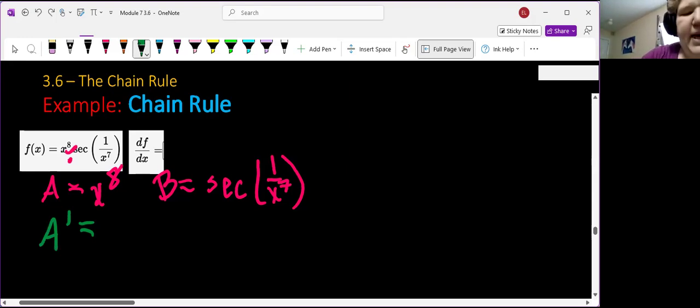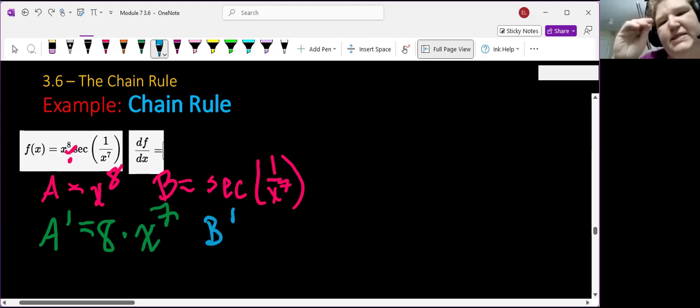So a prime, x to the eighth, very clearly a power rule setup. So power down, 8 times x to the 8 minus 1 is 7. So there's our a prime. Now let's look at b prime here. Now the secant of, there's our chain rule setup. Ugly is the stuff inside, the 1 over x to the seventh. So let's go ahead and write that.